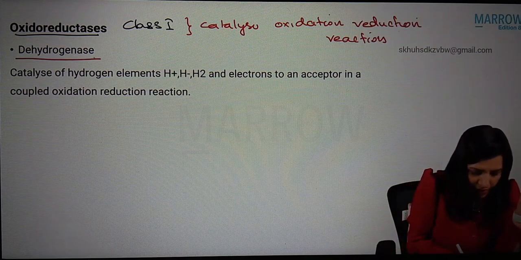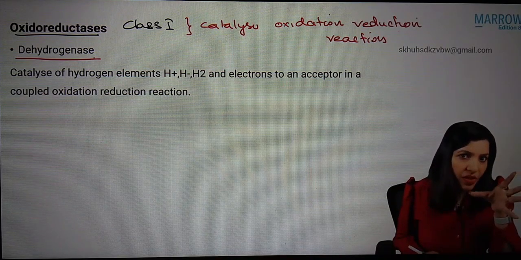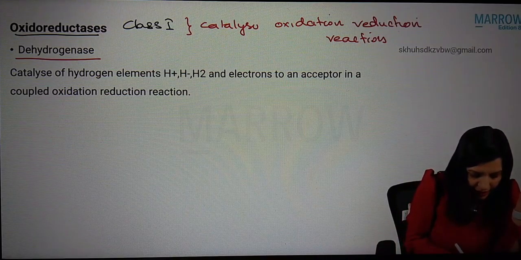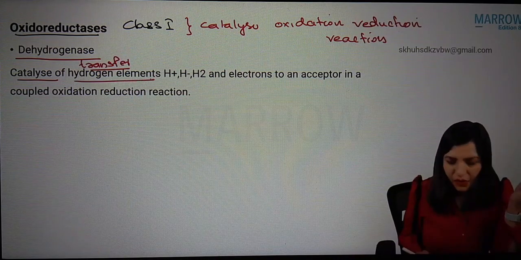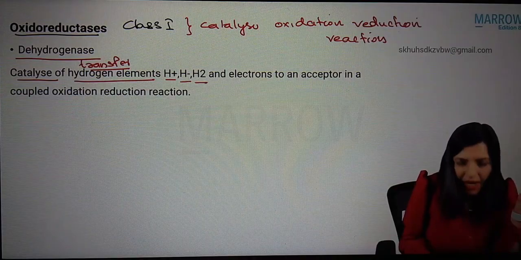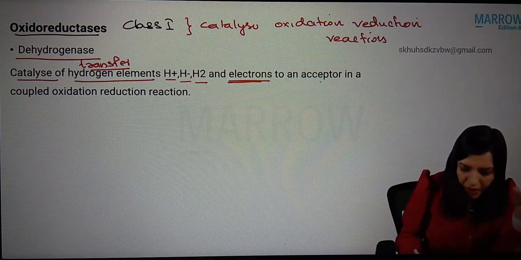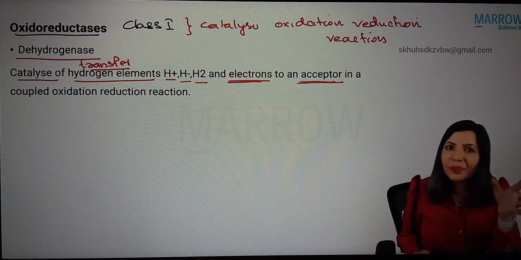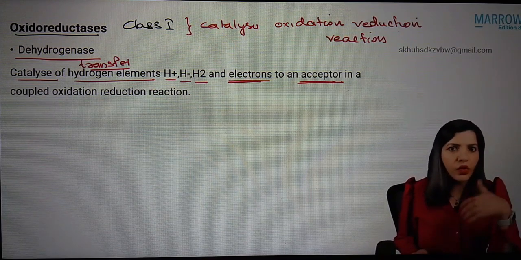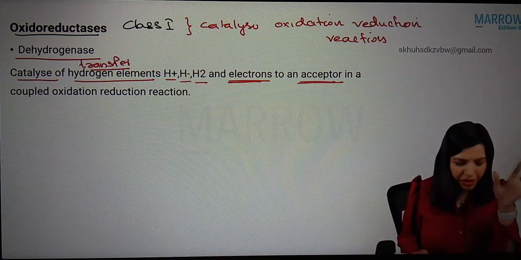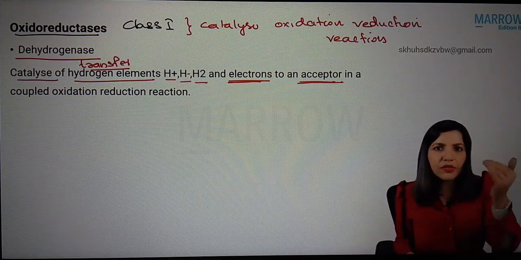Fine. Now, under oxidoreductases, we learn the subclasses. Subclass number 1 is dehydrogenase. What are dehydrogenases? The name itself is telling you. It catalyzes the transfer of hydrogen elements like H plus, H minus and H2, and also electrons. So all the hydrogen elements are transferred to an acceptor in a coupled oxidation reduction reaction. Whenever hydrogen and electrons or oxygen are involved, we know that it is an oxidation reduction reaction. Specifically in dehydrogenase, it is removal of hydrogen elements, and it is given to an acceptor.